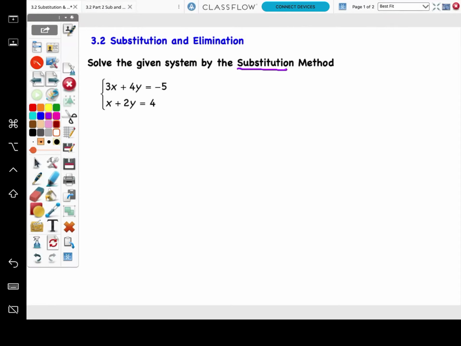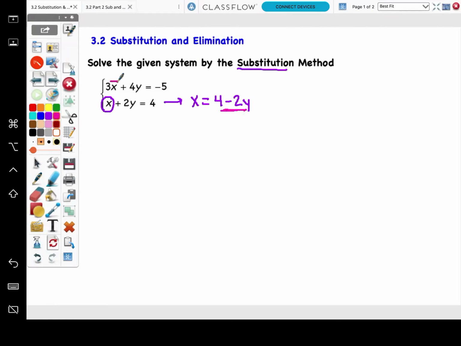So let's just review very quickly what the substitution method looks like. We're taking our system of equations and substituting. You're going to plug one thing in for another. I always look for a variable that's all by itself. If I'm going to use substitution, that's what I look for. So I circled that x there, it's all by itself. I'm going to rewrite that equation as x equals 4 minus 2y. So I'm going to solve for x.